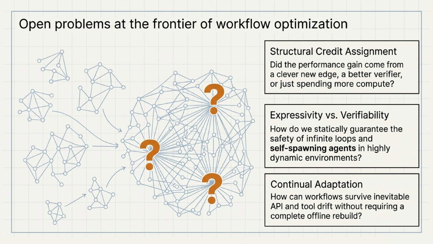Finally, let's outline the open problems currently sitting at the frontier of workflow optimization. First is structural credit assignment. Did performance improve because of a clever new edge, a better verifier, or did the system just brute force it by spending more compute? Second is expressivity versus verifiability. How do we statically guarantee the safety of infinite loops and self-spawning agents? And third is continual adaptation. How do these workflows survive inevitable API and tool drift without requiring a complete, offline rebuild?